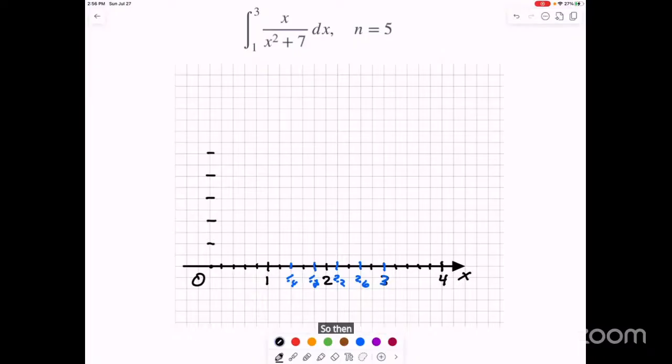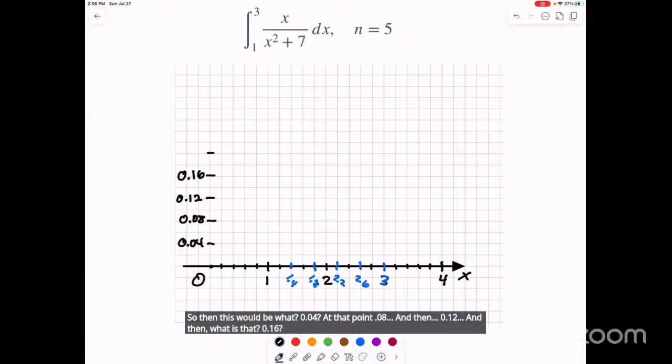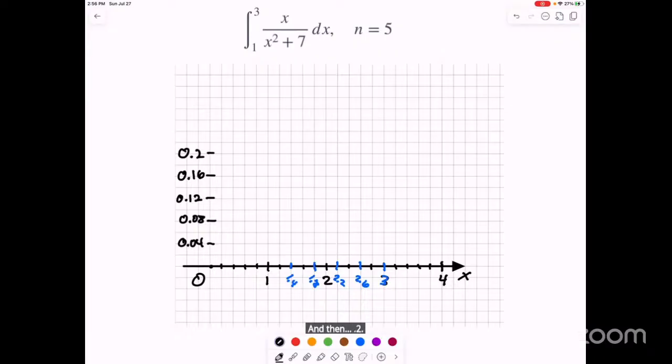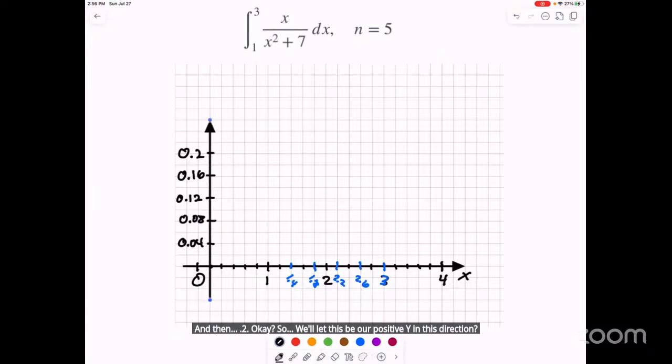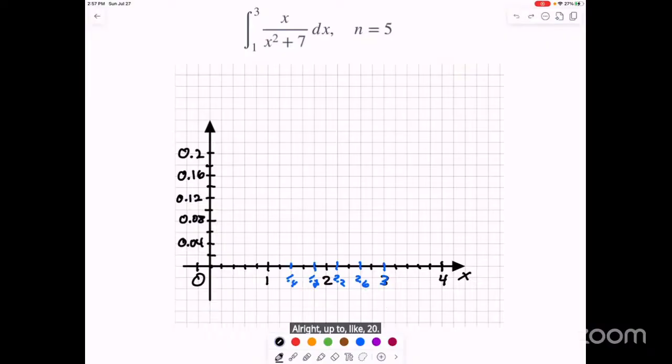So then this would be what? 0.04, and then 0.08, and then 0.12, and then what is that? 0.16, and then 0.2. Okay, so we'll let this be our positive y in this direction. And you know each of these tick marks is essentially 0.02, 0.04, 0.06, 0.08, up to like 0.20. We don't need that 0. Okay. All right.